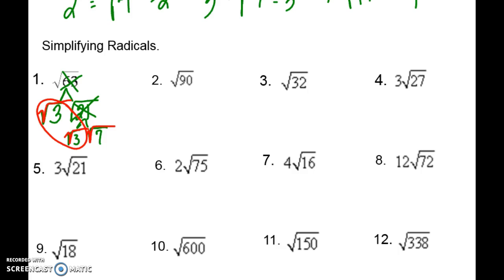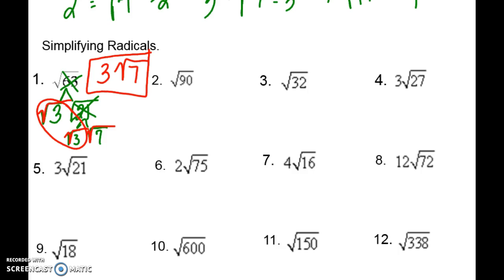Let me ask a question. What's the square root of 3 times the square root of 3? Square root of 9, which is? So when I have a pair, really what I'm saying is the square root of 3 times the square root of 3 is the square root of 9. What's the square root of 9? 3. It just gets to come out and play. So this gets to come out of the house. Does the 7 have a pair? No, it has to stay inside the house. That's my answer.